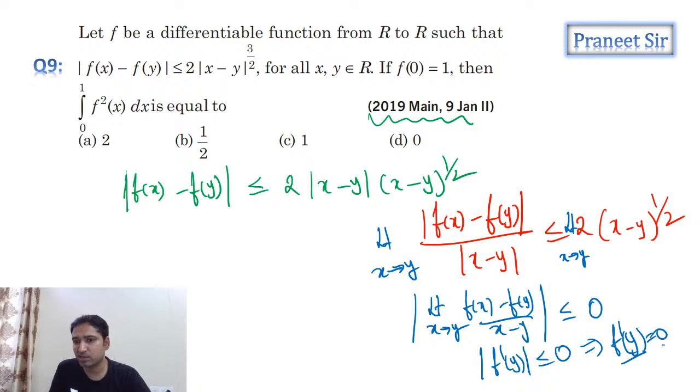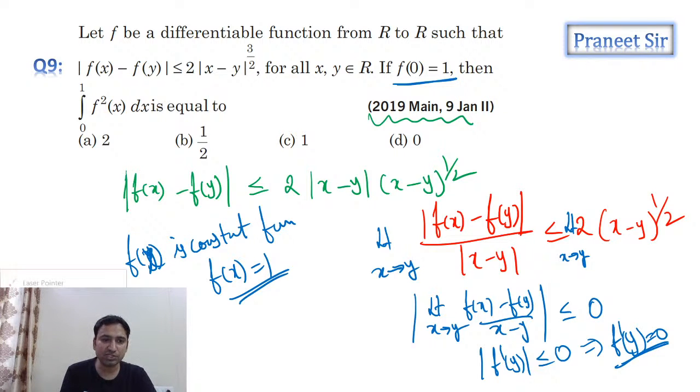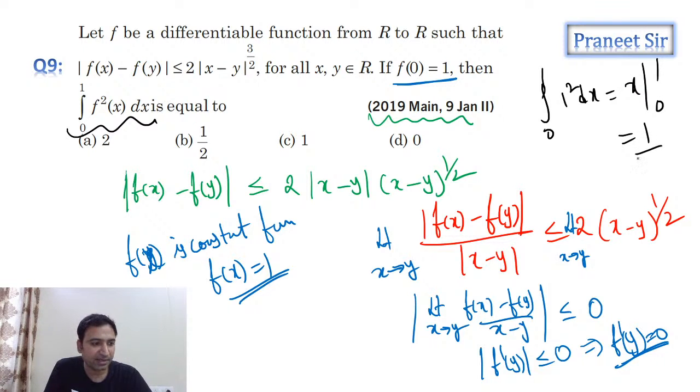F dash y is 0 means what? F of y is a constant function, guys. F of x is a constant function. But f of 0 is given as 1. So compulsorily f of x should be 1. If you take f of x equals 1, now calculate the integral from 0 to 1 of f square x. F square x is 1 square dx. So integration of this between the limits 0 to 1, how much are we getting? Are we getting 1 or not, guys? So 1 is the answer.